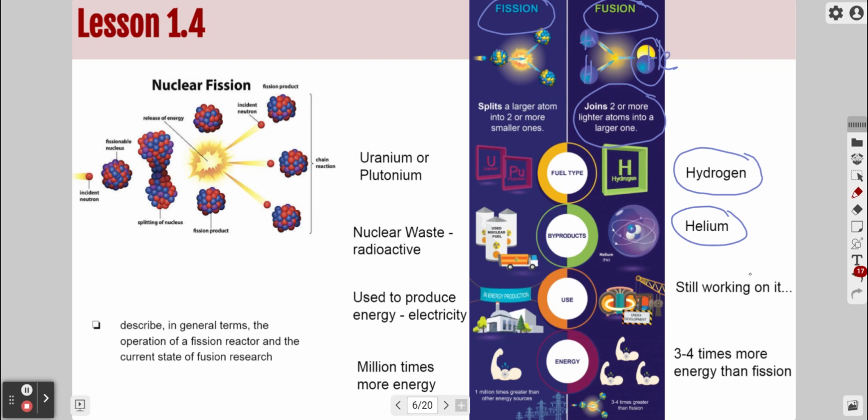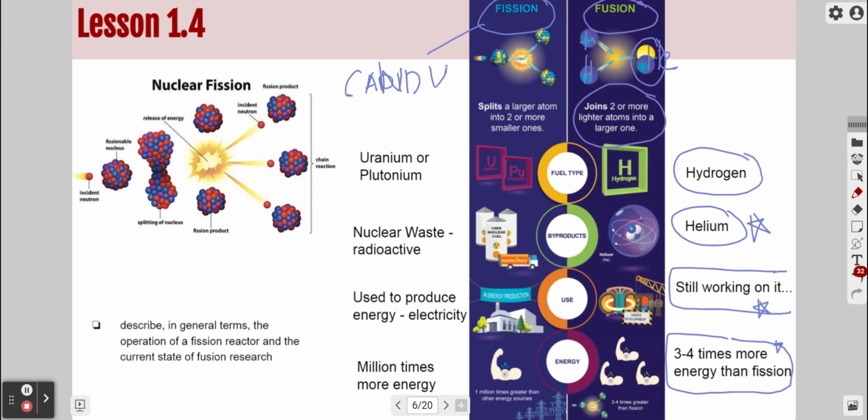So we can't harness this yet. We're working on it a lot because we would like to. We can't harness the energy from this yet to create electricity, but we're really working on it because the byproduct of helium is an awesome byproduct, much better than some other byproducts out there, and the amount of energy you get from using hydrogen is 3 to 4 times more energy than from fission, which is a lot of energy to begin with too. So fission is the one. This is used in CANDU reactors.